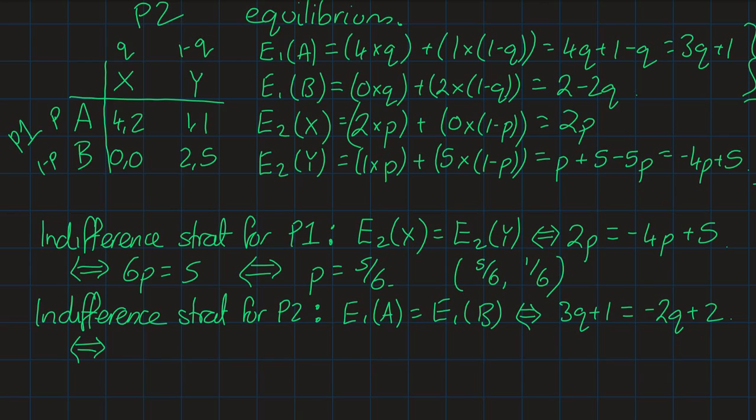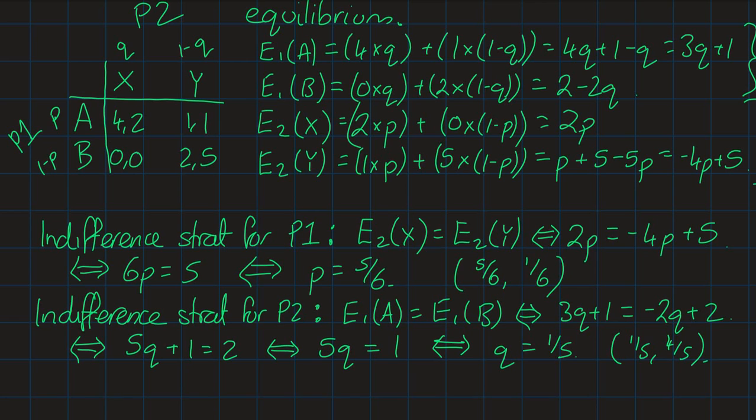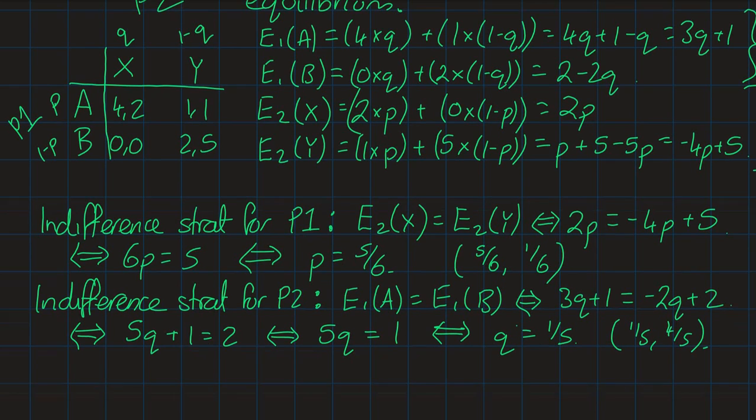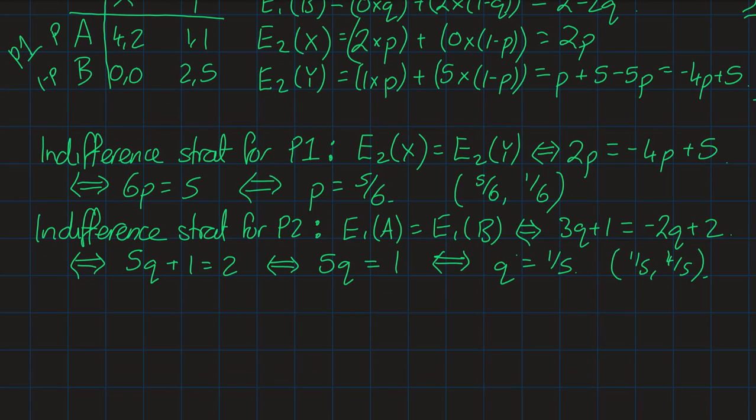I can move the minus 2q over to the left to get 5q plus 1 equals 2, and I can move the 1 to the right to get 5q equals 1, and now I just divide by 5 to get q equals 1 over 5. So the indifference strategy is (1/5, 4/5), like that. Okay, we have our pair of indifference strategies now.